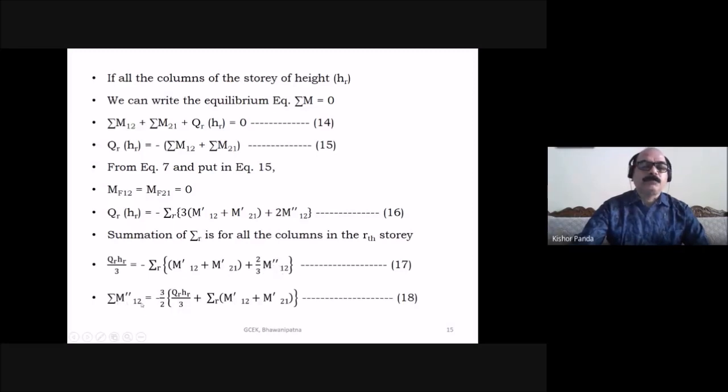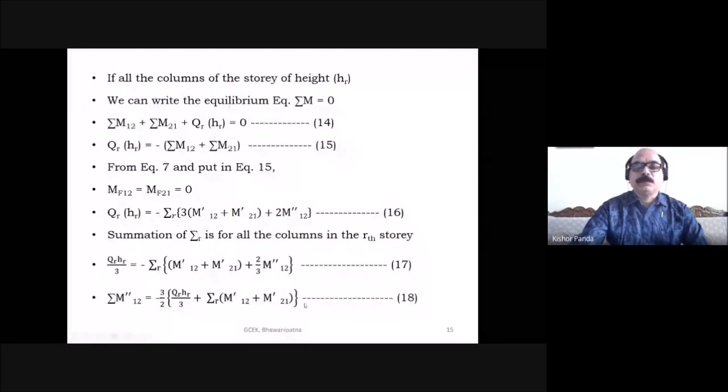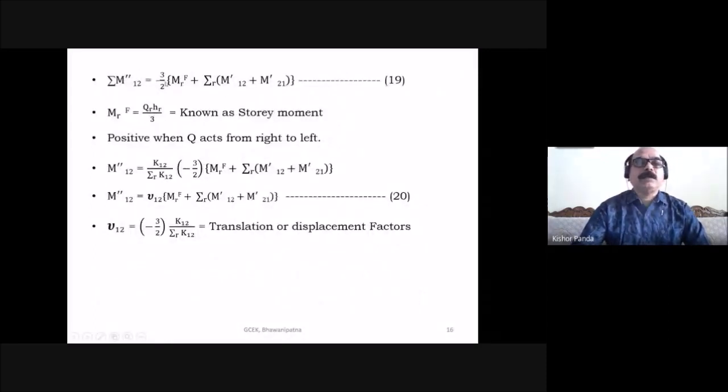So summation of M''12 is equal to, taking this side, minus 3 by 2 QR HR by 3 plus summation of M'12 plus M'21. After simplifying this equation, you find M''12. This is the expression, your equation 8. Then summation of M''12 is equal to minus 3 by 2 MRF plus summation of M'12 plus M'21. So MRF is equal to QR HR by 3.